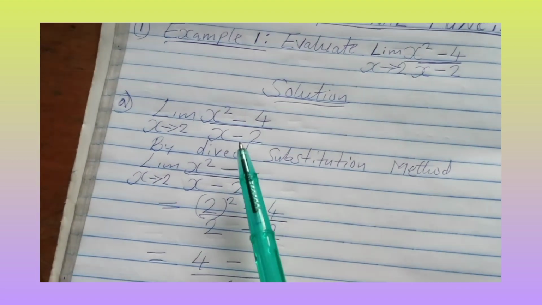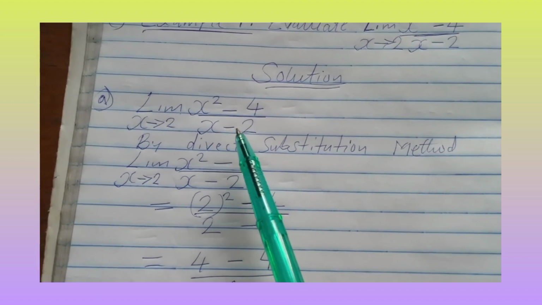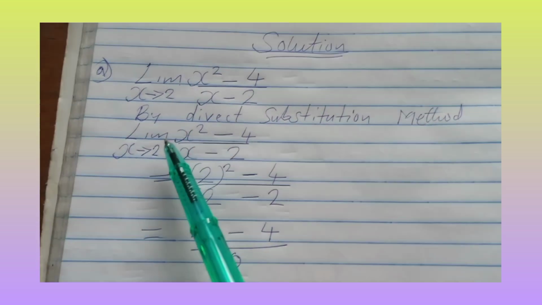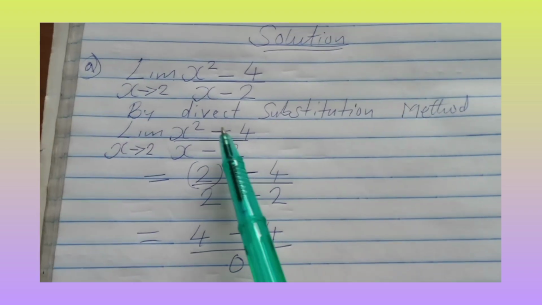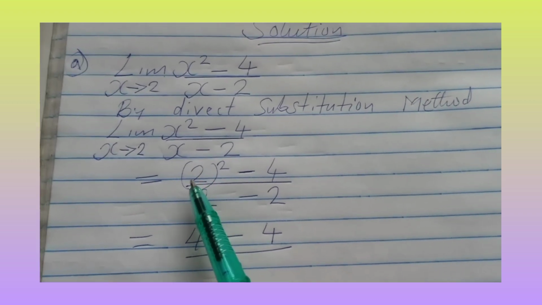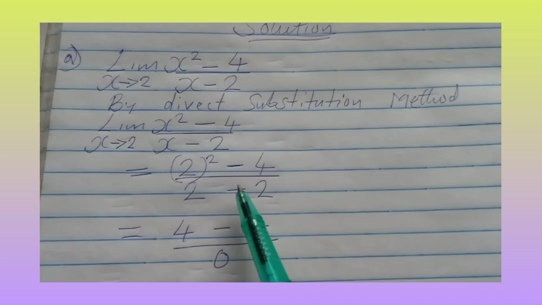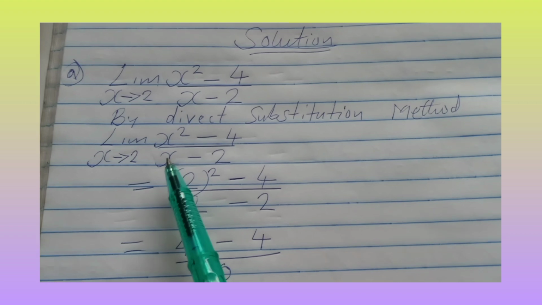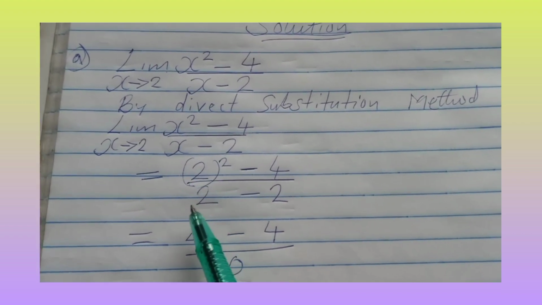Number 1, let's use direct substitution. The limit of x squared minus 4 all over x minus 2 as x tends to 2. If you use direct substitution, anywhere you see x, you put 2. So here we have x squared, and we substitute 2 in this bracket in place of x. Then it becomes 2 raised to the power of 2, minus 4, all over, in the denominator we have x, so we substitute 2, and we have 2 minus 2.